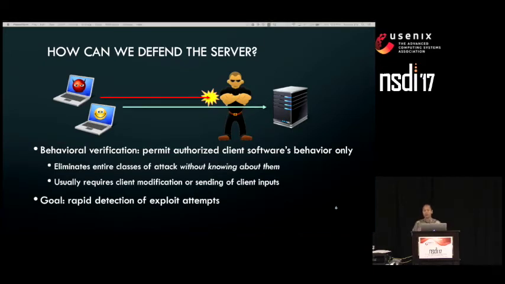So now, one naive way to do this is to simply have the server just rerun the client code, but that means the client has to send over all of its inputs to the server, so key presses, mouse movements, random number generator outputs. And that means that we've modified the protocol, we've taken up extra bandwidth, and we'd like to do this without changing the client at all, since the clients are already deployed. And we'd like to do this quickly enough to enable rapid detection of exploit attempts.